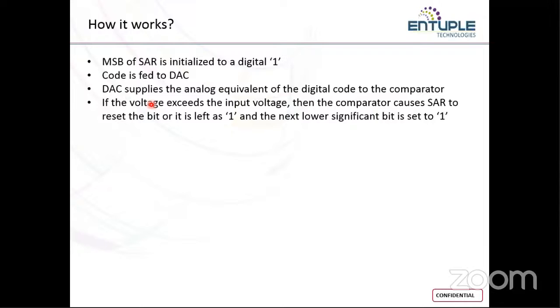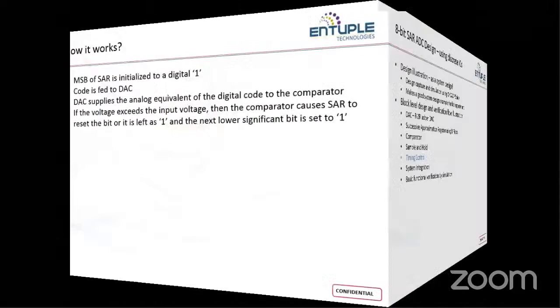It goes to the comparator. The comparator compares that with the input voltage and gives you the result. If it is less than the input, then you'll get a logic 1. If it is greater than the input, then you'll get a logic 0. That is how it goes on.